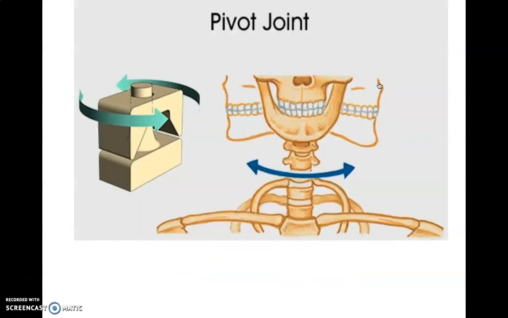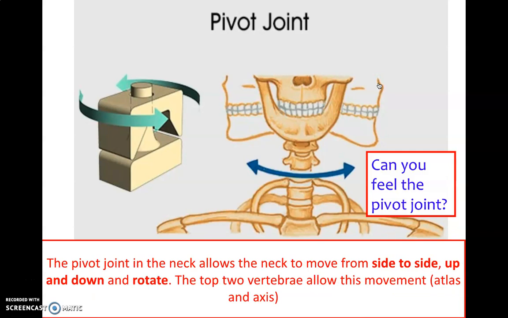So the first type of joint is a pivot joint. So hopefully you know what pivot means. It means moving around one spot, basically. You're pivoting from one spot. So the pivot joint in the neck, there's one in the neck, allows the neck to move from side to side, up and down, and rotate.